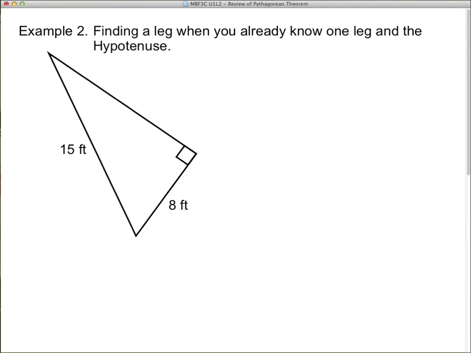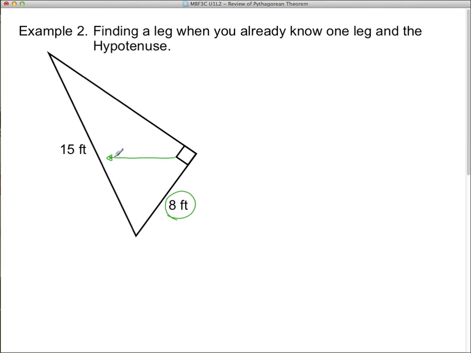Okay, I got one more example and then I'm going to let you go on this one. See if we can get it in under 10 minutes. Example number 2, finding a leg when you already know one leg and the hypotenuse. So here we have a one-legged triangle. Here's the leg because this points the way to the hypotenuse.